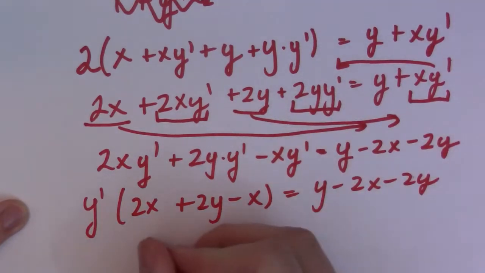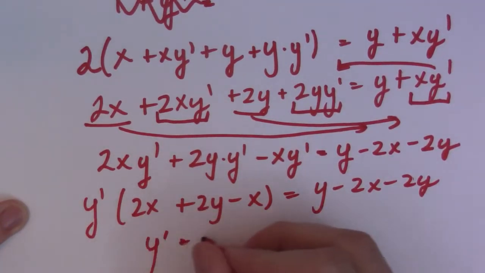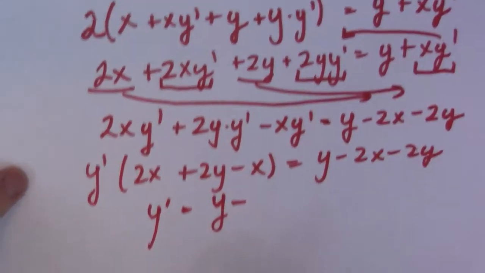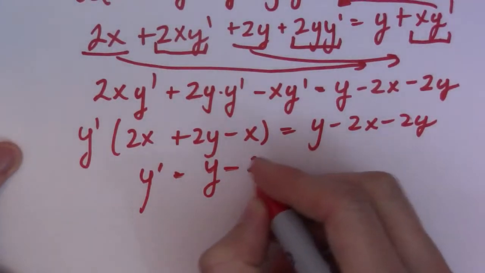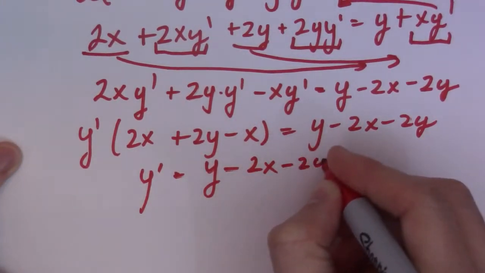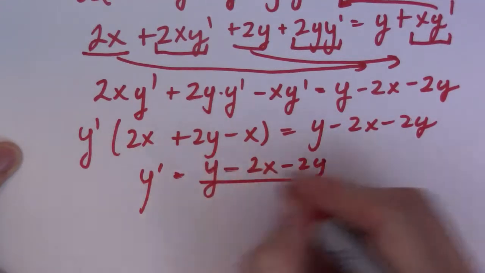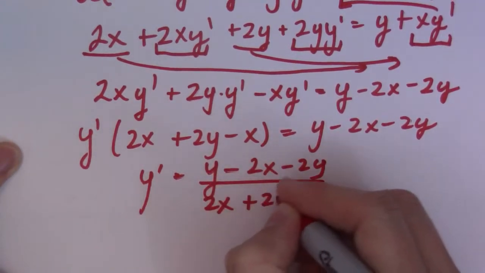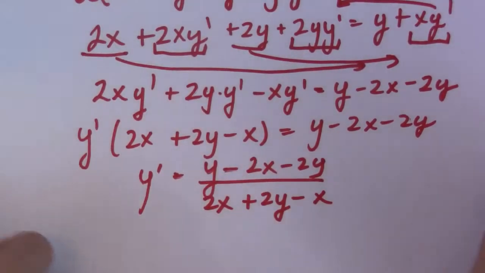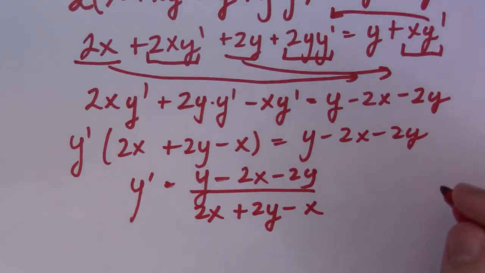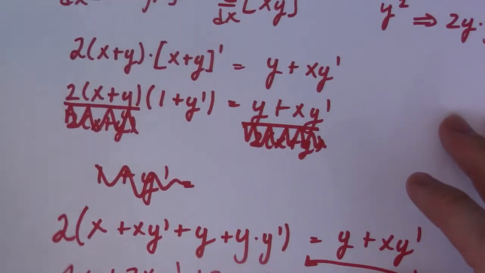Just like that. Then I divide both sides by this guy, so I end up with y minus 2x minus 2y, all over 2x plus 2y minus x. And there it is. There's my derivative. So sort of made a mess of this one, guys. I still hope you get the idea behind it, like how to take a derivative using implicit differentiation. Let's try another one and see if I can't get this one correct.